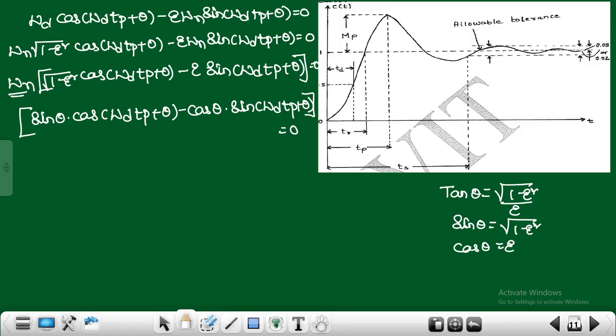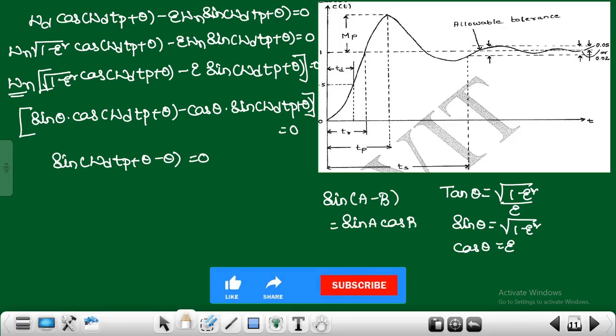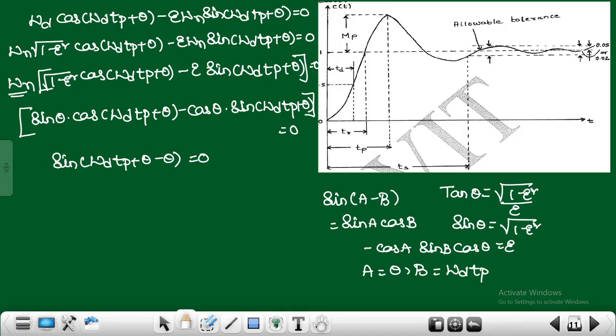Now we can write this entire thing as sin of (omega d Tp plus theta minus theta) is equal to 0. What I have used here is the sin of (a minus b) formula, that is equal to sin a cos b minus cos a sin b. Here a will be taken as theta and b will be taken as omega d Tp plus theta, or you may take the reverse. I have taken it wrong here, sorry.